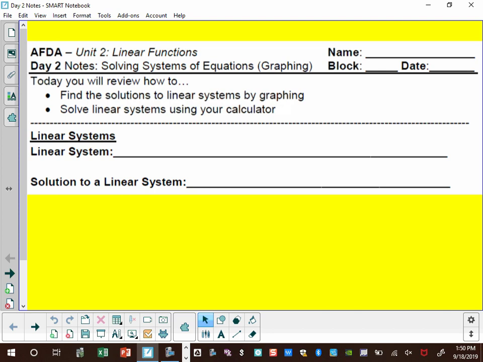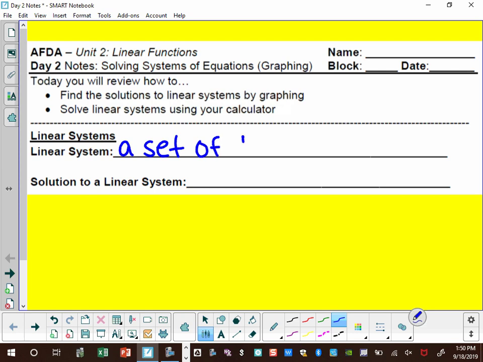Okay, so day two, we're solving systems of equations by graphing. Your first definition says linear systems. A linear system is a set of two linear equations. The way that we know that something is linear is if it is in y equals form, and if we have 1x.